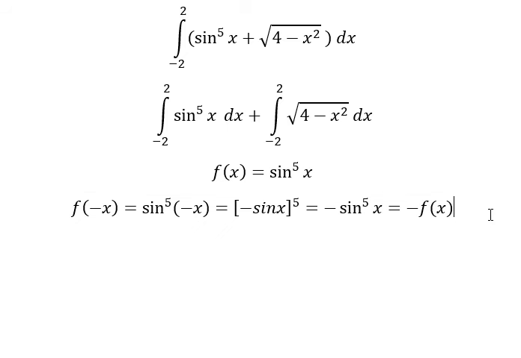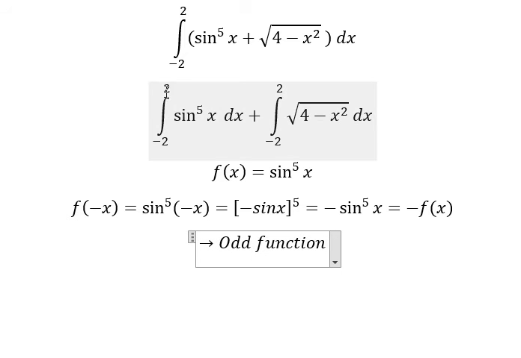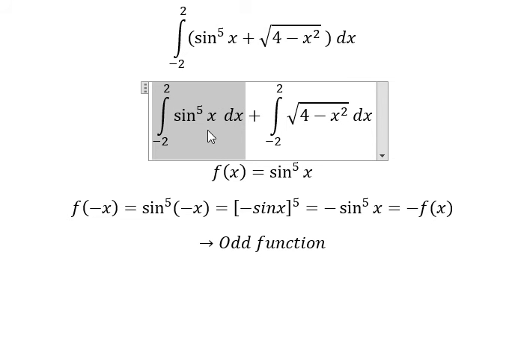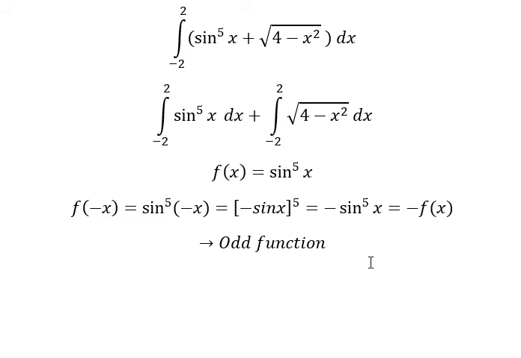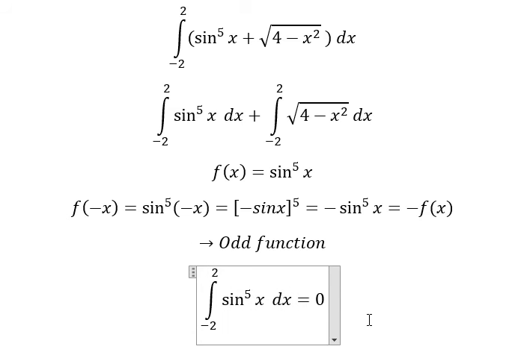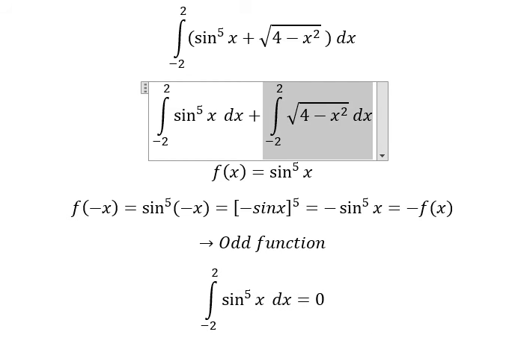So we can say that this is an odd function, because the bounds are symmetric. So this is an odd function. So we can say that this integral in here equals 0. Now let's go to the last one.